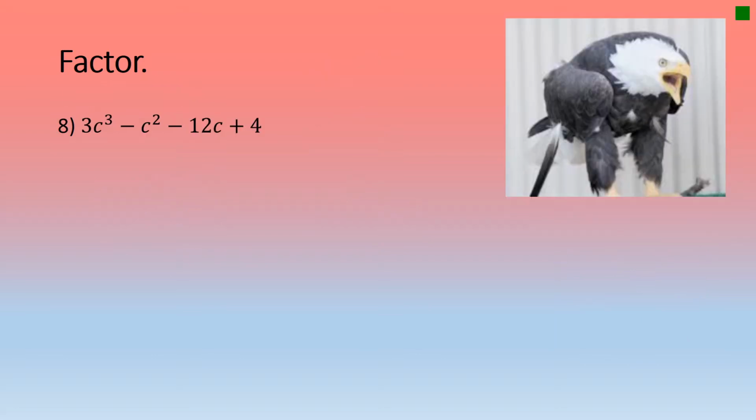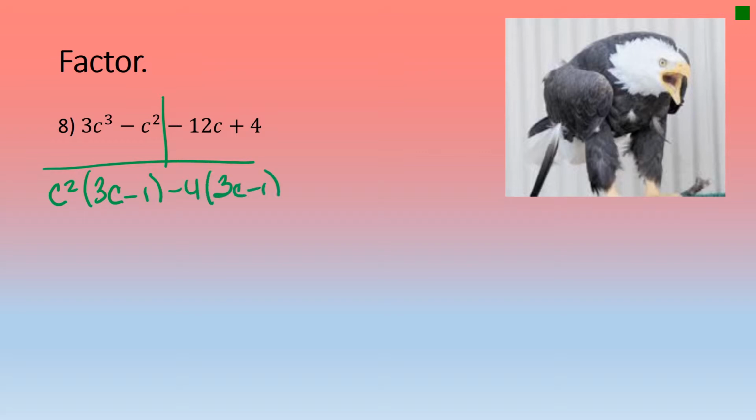All right, 1, 2, 3, 4 terms. I'm going to be honest. The first thing I'm going to do is go to 4 terms. 4! Anytime you have 4 terms, you group. So I'm going to take out a c squared. That leaves me with 3c minus 1. I'm going to take out a -4. That leaves me with 3c minus 1. What do these two have in common? 3c minus 1. What do we have left over?